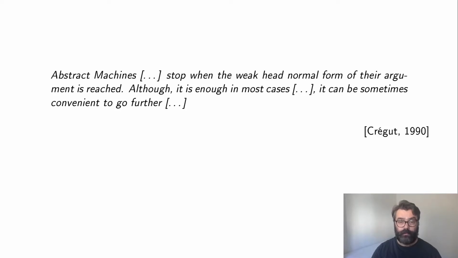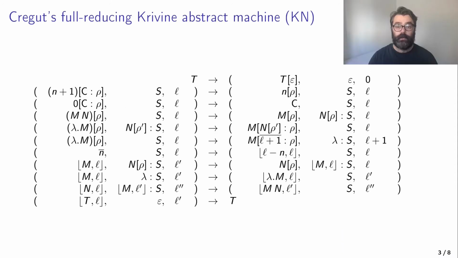Full reduction refers to reducing the term up to a normal form, that is, a term without any redexes. For instance, this is especially important with nowadays proof assistants with dependent types, which need to reach the normal form of a type in order to implement type conversion rules. The machine we study is Krivine's full reducing version of the Krivine abstract machine, which we abbreviate to KN.